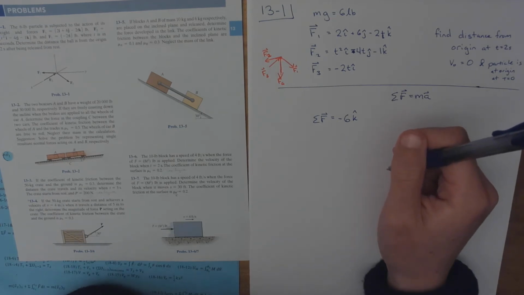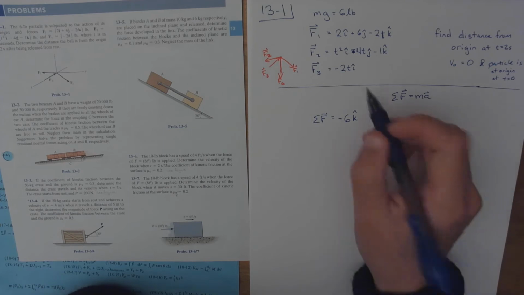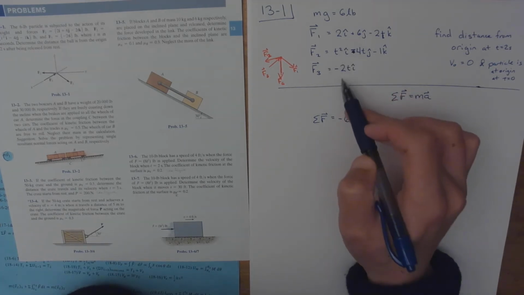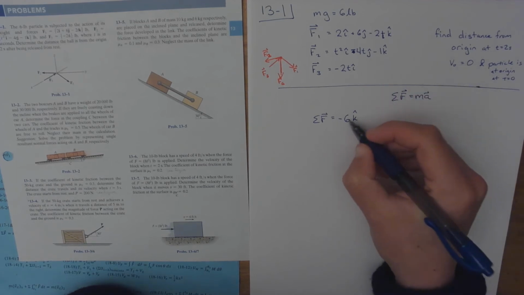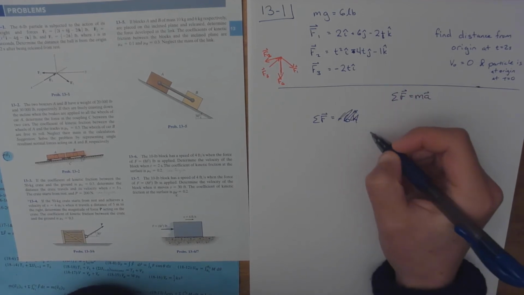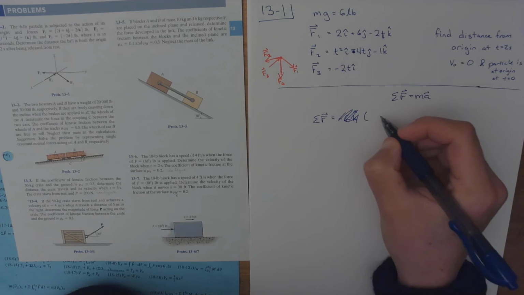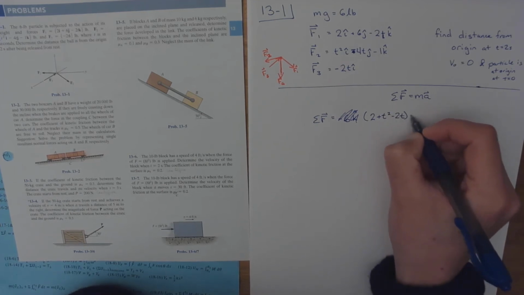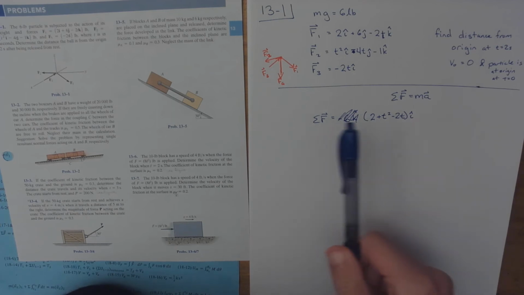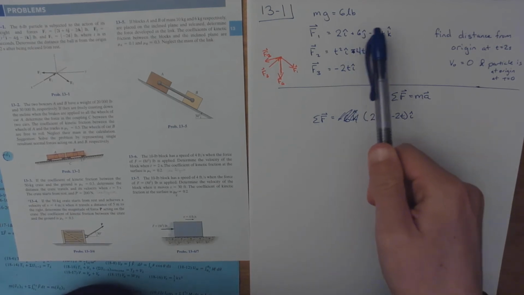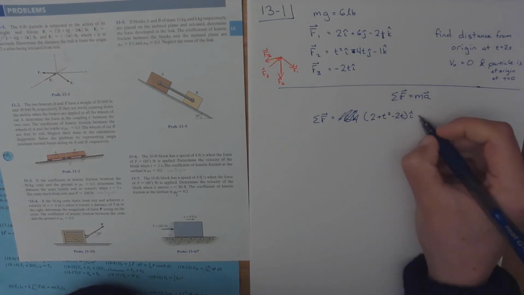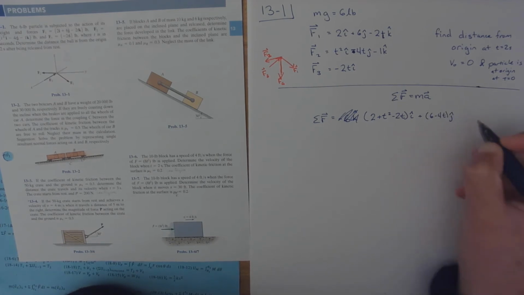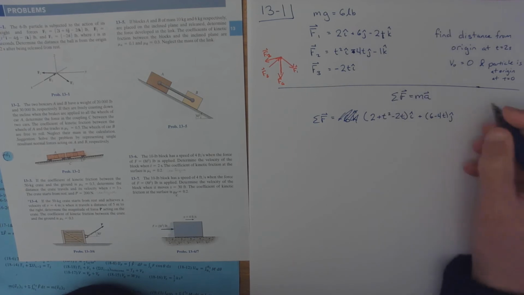Can we combine some things here? So I have 2i hat, I have t squared i hat, and minus 2t i hat. So maybe I just want to do this all at once. So 2 plus t squared minus 2t is the i hat component for the net force. Then for j hat, I have 6 minus 4t, so this is plus 6 minus 4t in the j hat direction.